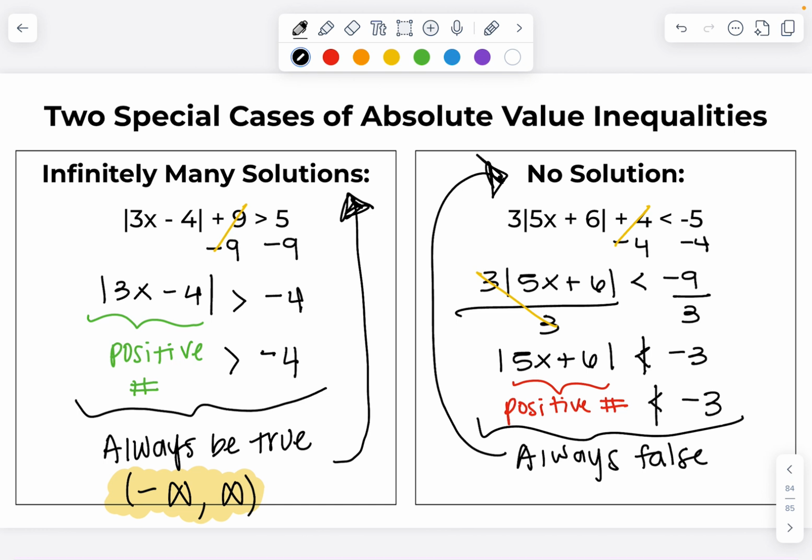So those are my 2 special cases of absolute value inequalities. Let me know if you guys have any questions about any of the stuff that we talked about in this lesson.